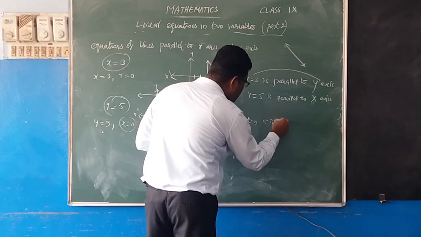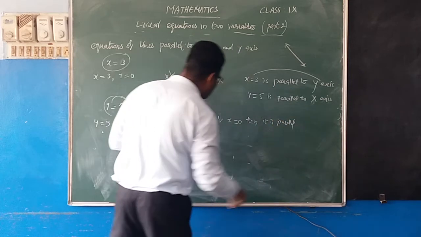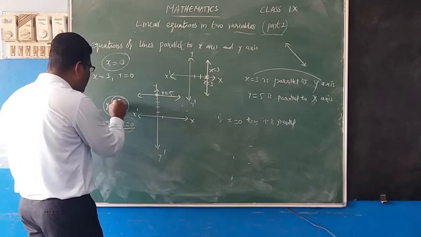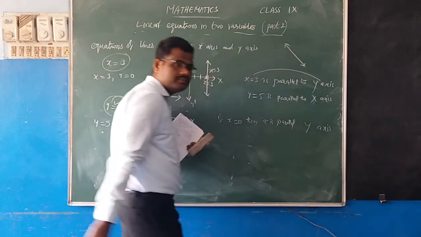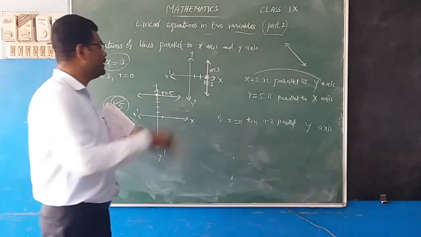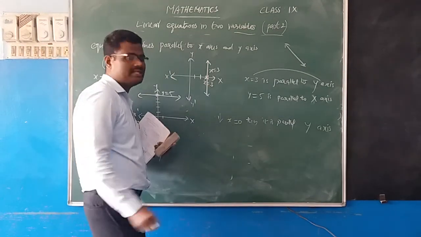If x is equal to 0, then it is parallel to which axis? X is equal to 0. It is parallel to which axis? Y axis. Very important.